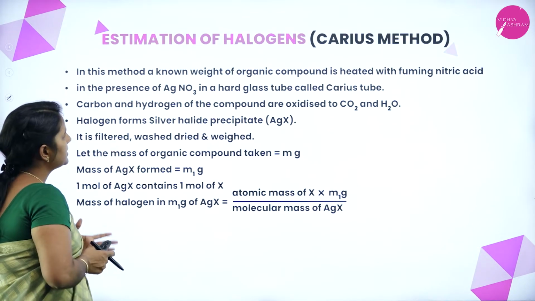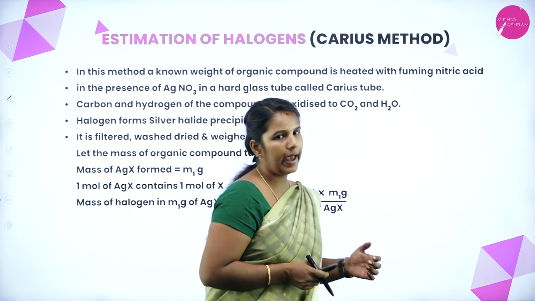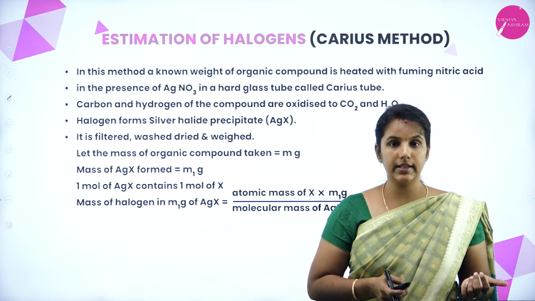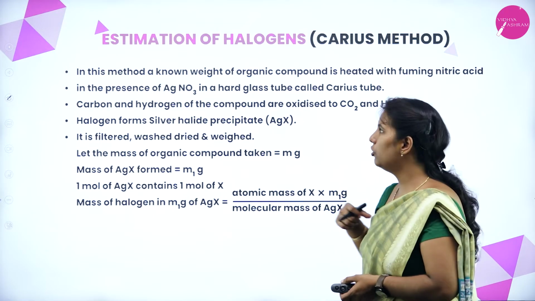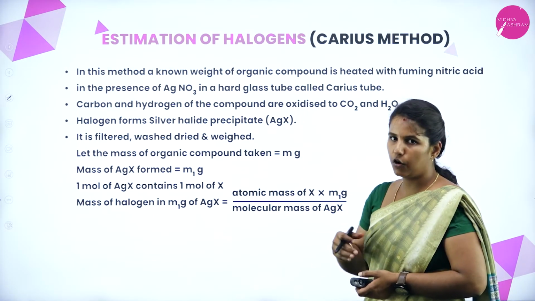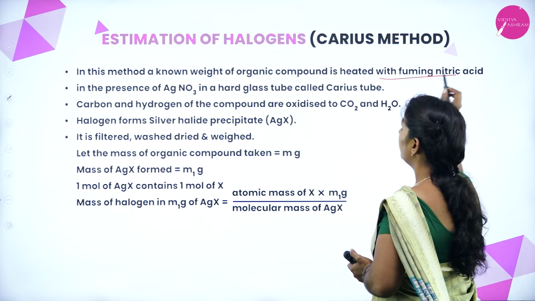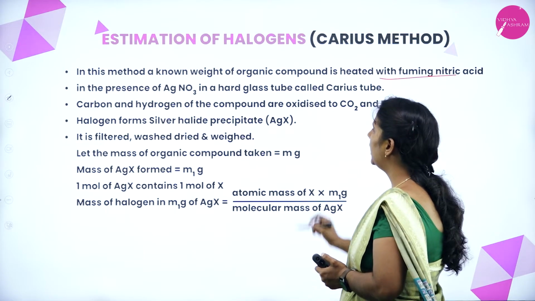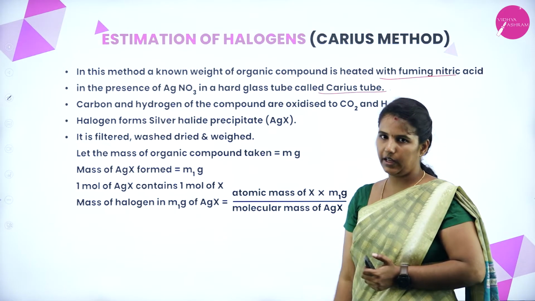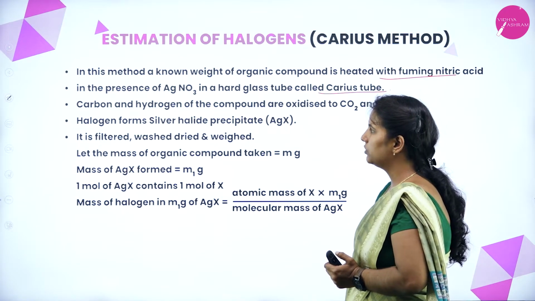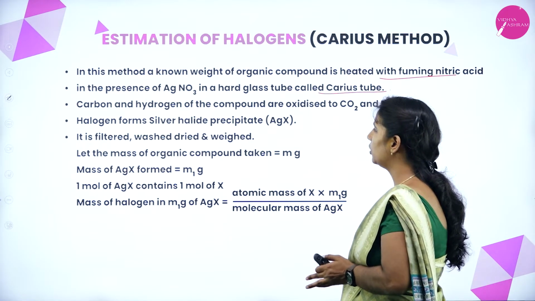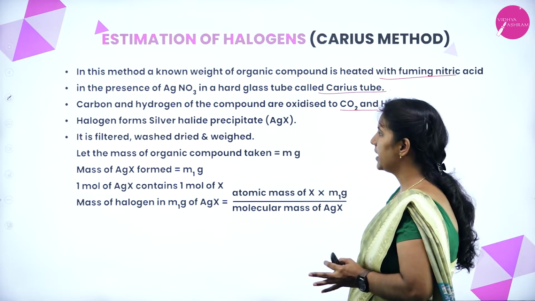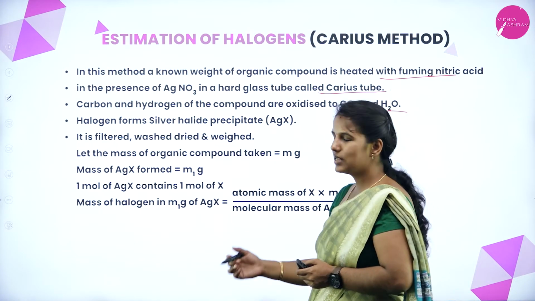Next is estimation of halogen. The estimation of the halogen will be done by the Carius method. In this, a known mass of organic compound is heated with fuming nitric acid, and we treat it with silver nitrate in a hard glass tube, hence it is known as the Carius tube. After you treat it, if carbon and hydrogen are there in the given organic compound, they are oxidized to carbon dioxide and water respectively. If halogen is there, it will form a silver halide.